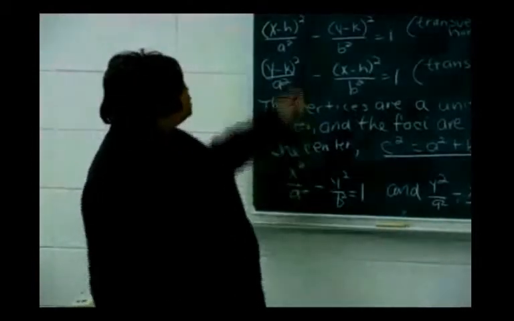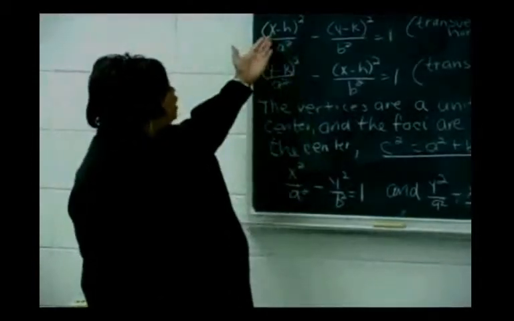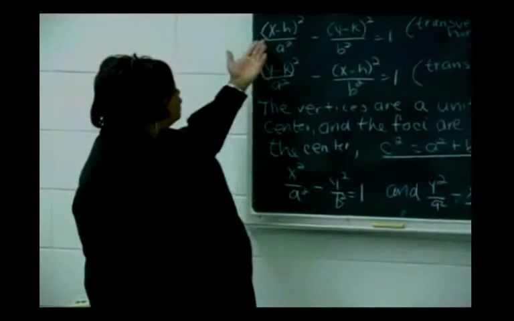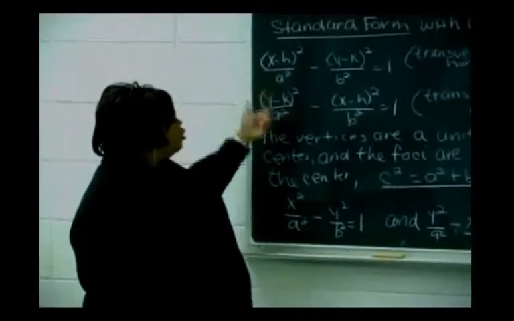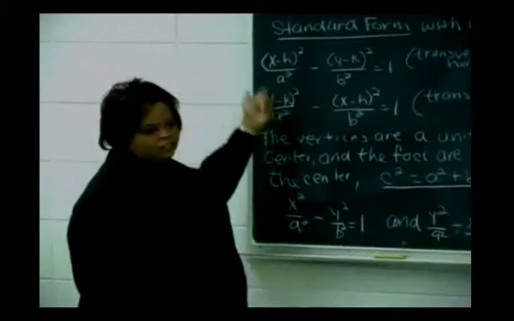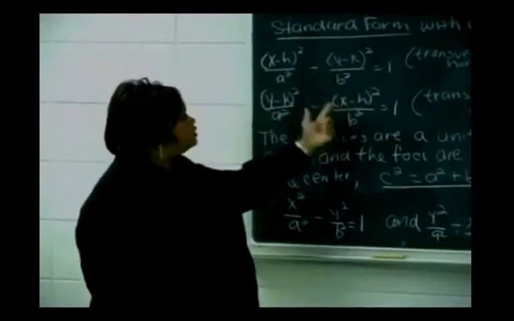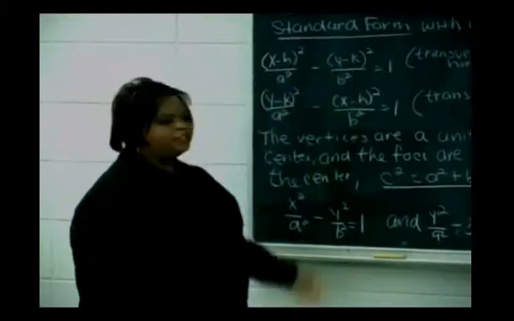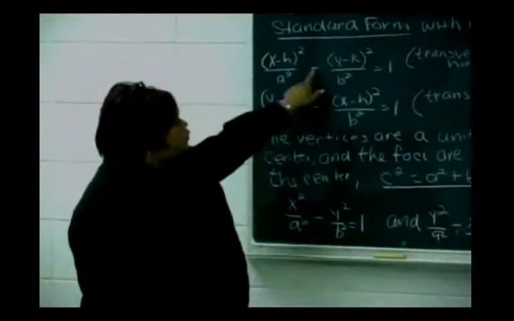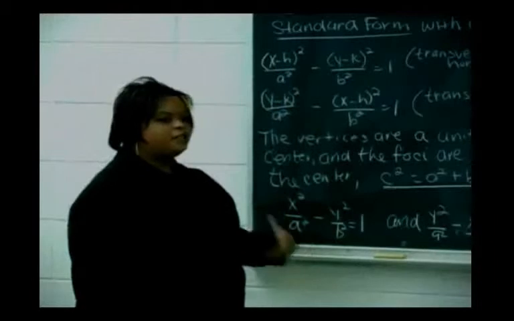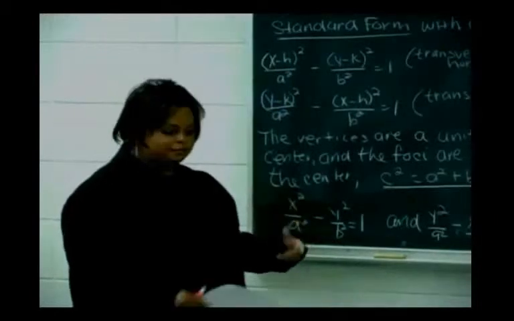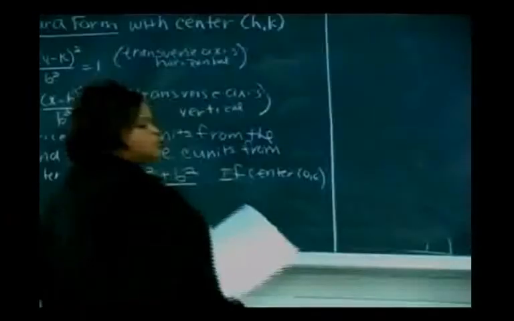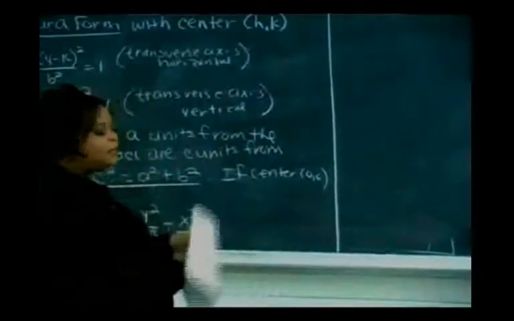But notice the difference here. Here, our a squared is going to go with the positive. b squared goes with the negative. What they switch around is the x minus h squared and the y minus k squared. And of course, this is negative, whereas with an ellipse, they're both positive. So let's look at some pictures of these two cases. We only have two cases here.